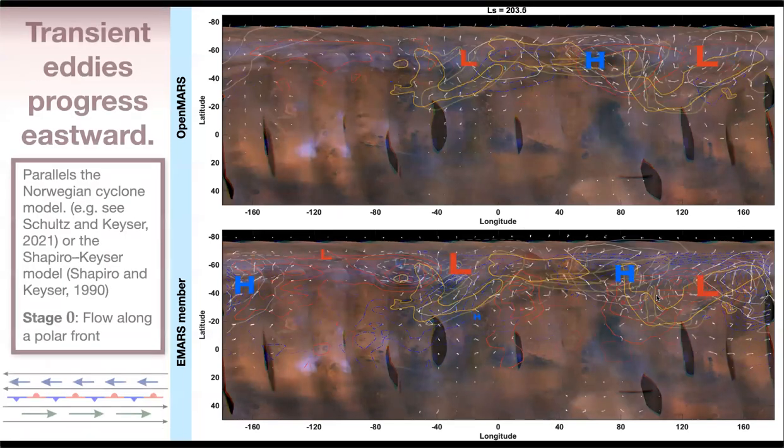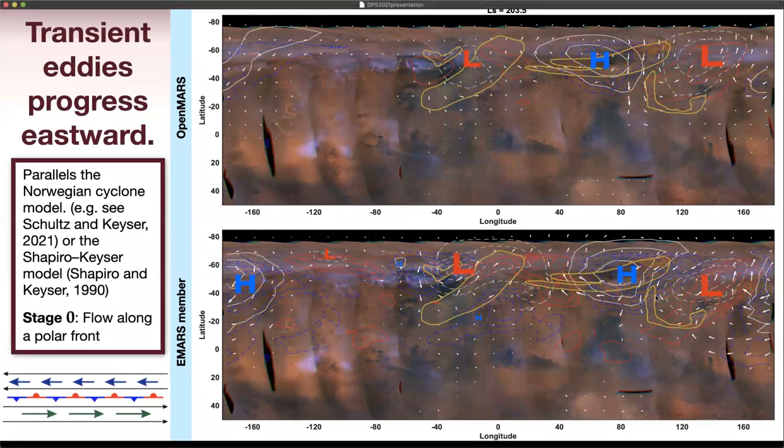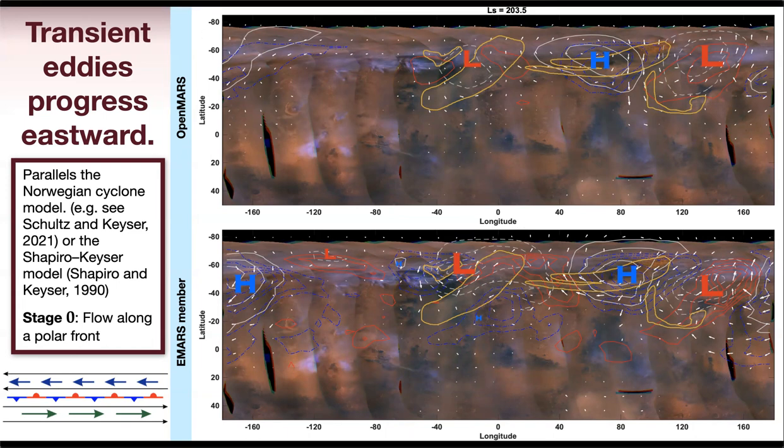We're now going to compare the motion of these particular 2 eddies over the course of 7 sols. And we're going to compare this to a widely used cyclone model for Earth called the Norwegian cyclone model that's been around for about 100 years. We're looking at stage 0 right now, where there's simply flow along the polar front, where we have cold temperatures in the high latitudes.